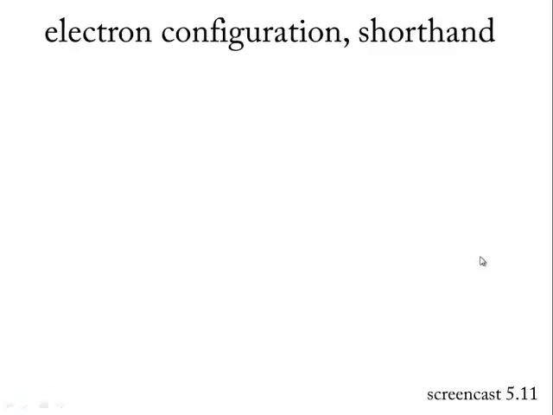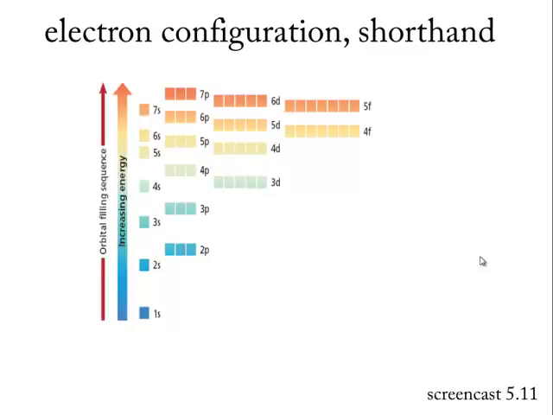Okay, here's a little bit more about the Aufbau order that leads to the electron configuration that we've done many times at this point, 1s2, 2s2, etc. And we'll show you a little shorthand notation that makes it a little less repetitive. This is screencast 5.11.